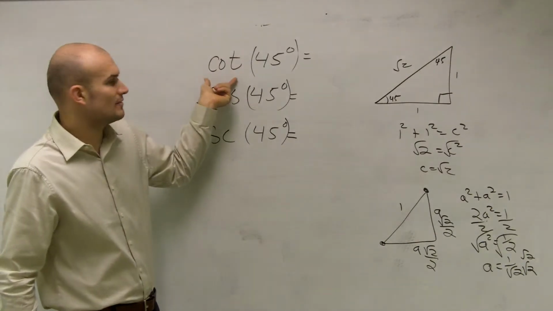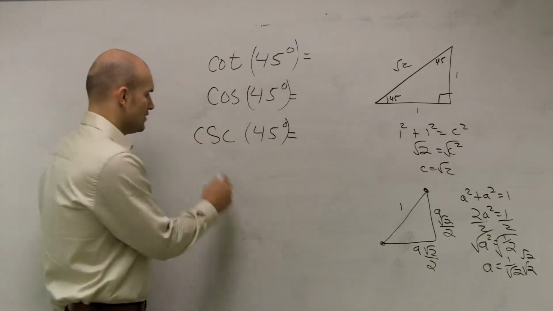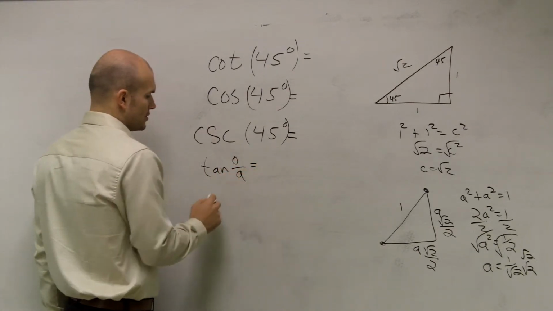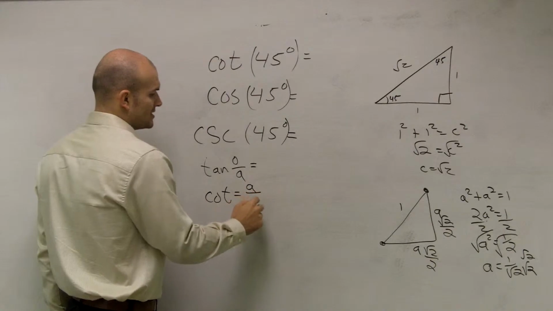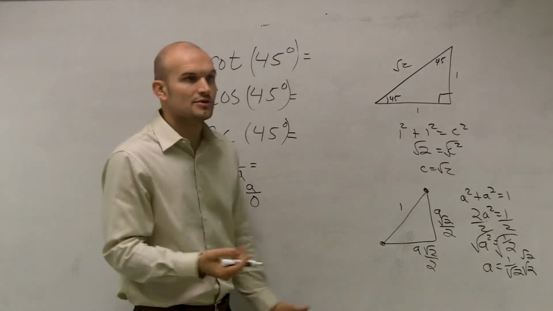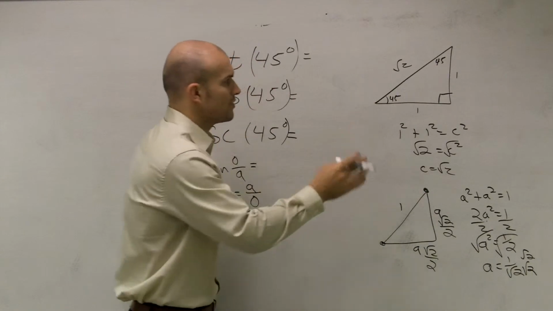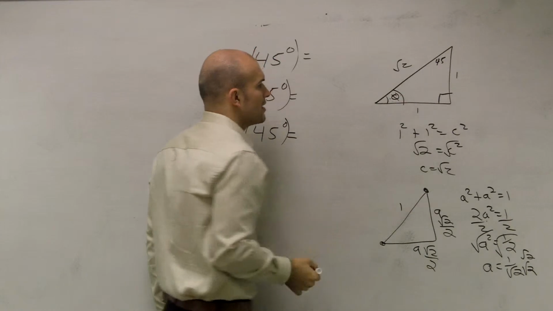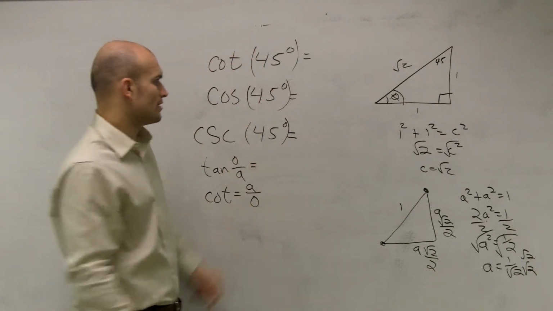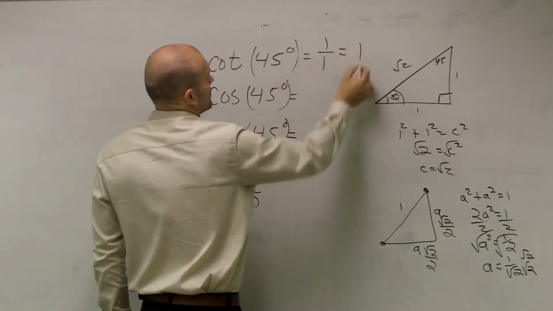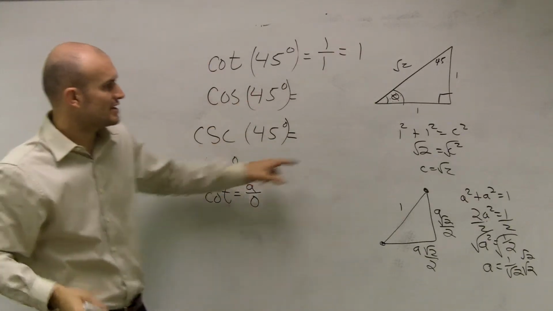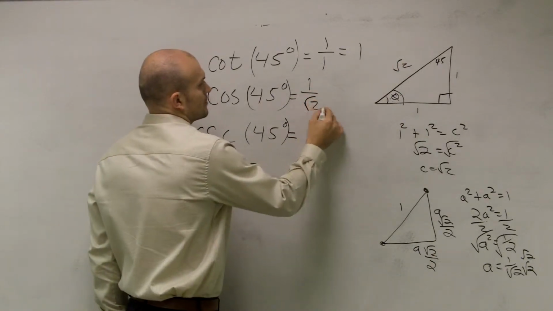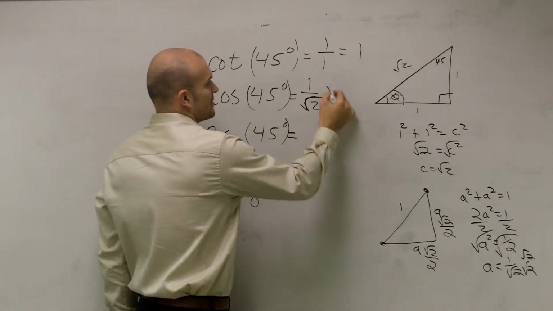Here we're asked, what is the cotangent? We know that the tangent is opposite over adjacent, so your cotangent is adjacent over opposite. We just need to pick our angle. These are both 45 degrees, so it doesn't matter which one I pick. I'll pick this one. So my opposite side is 1 over 1. Then it says cosine of 45 degrees, which is your adjacent, 1, over your hypotenuse, and I have to rationalize the denominator.